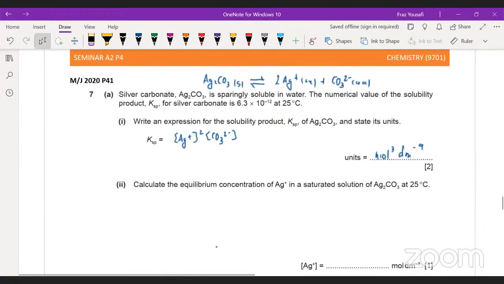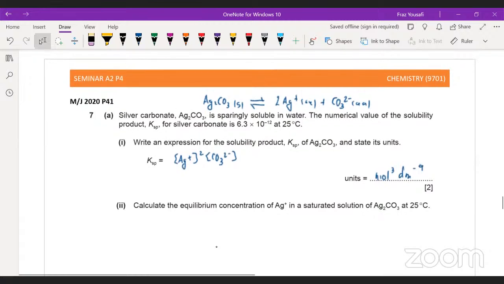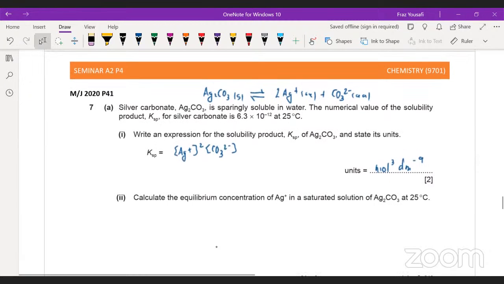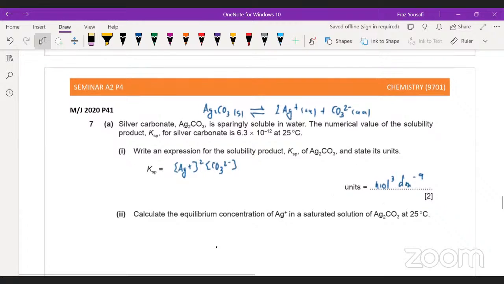Now, calculate the equilibrium concentration of Ag plus in a saturated solution. Now, this is always a contested question, not because students don't know what they're doing, but simply because at the end, we've got to be clear what we're looking for. So when I solve for the concentration of Ag plus, you need to understand something first. X will give me the concentration of silver carbonate that dissolves. Now, if I know that X represents the amount of silver carbonate that dissolves, then 2X would be the amount of Ag plus, and X would be the amount of carbonate that would be present because of silver carbonate dissolving in the same solution.